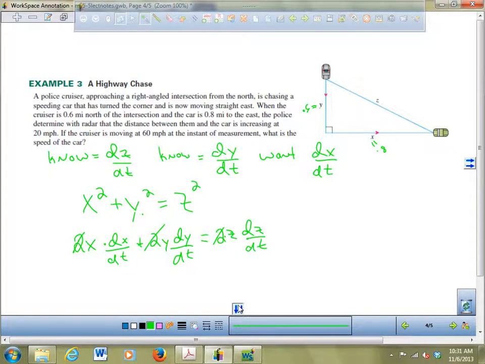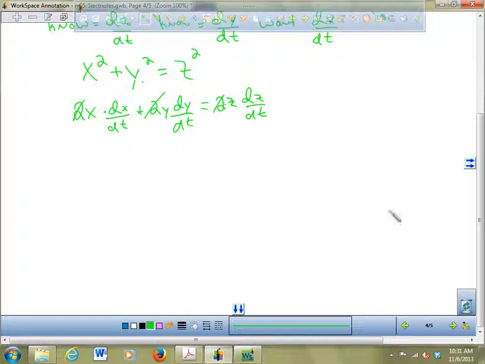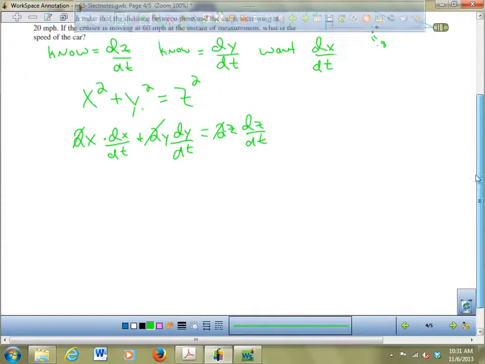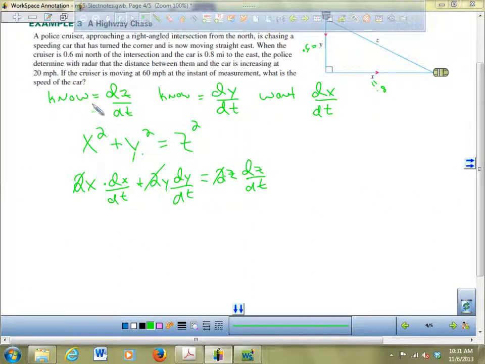And so now I have to go up and look at my problem. So I know that x is 0.8, right? And what I'm trying to find is dx/dt, so I don't know that yet. But y is 0.6. And dy/dt is what?